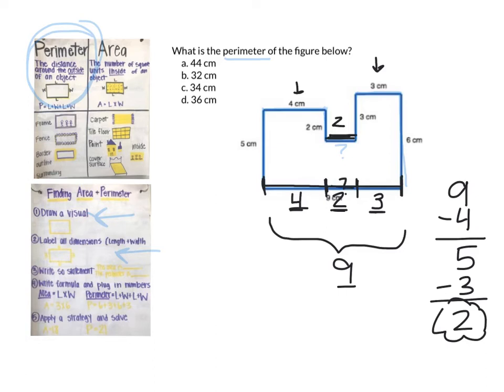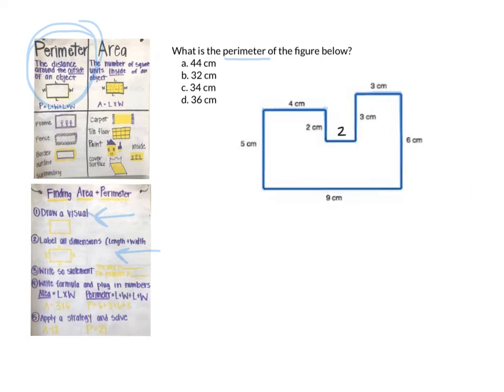These two sides are congruent. That's how I know that this is also 2. I'm gonna go ahead and erase this so it doesn't confuse us. Our next step is to write the formula and plug in numbers. So this perimeter formula, length plus width plus length plus width, this formula is for just a regular 4-sided square or rectangle. So length, length, width, width. Well, since we have an irregular shape, we have a lot more than 4 sides.